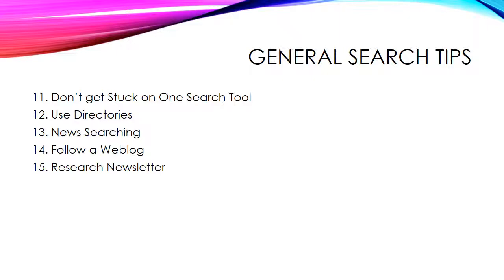One is not to get stuck on one search tool. You don't have to use one research system or program in order to find what you're looking for. A lot of times, if you open up your method of searching for different information, you'll find that you can find what you're looking for quicker, and maybe find more information, because different databases have different ways that they have their information stored. And so it may be easier to find information in one database than it is in another.